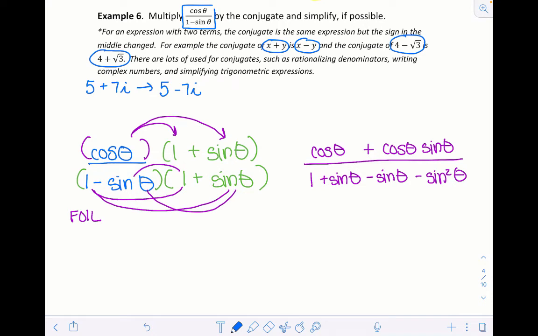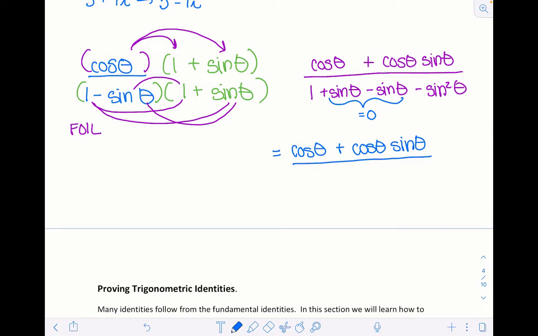And the reason in general we use conjugates is because of what happens right here: anytime you multiply by a conjugate, the middle term ends up canceling out because you had one that was plus and then one that was minus. So that goes to 0. So if I rewrite it, the numerator hasn't changed, cosine theta plus cosine theta sine theta, all over, now it's just going to be 1 minus sine squared theta in the denominator.